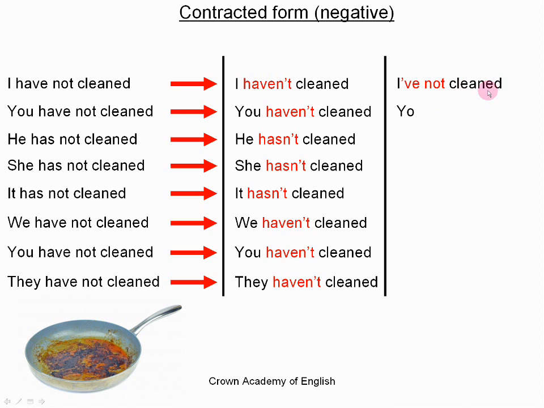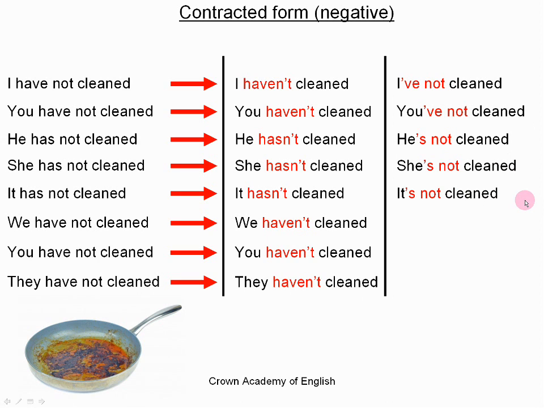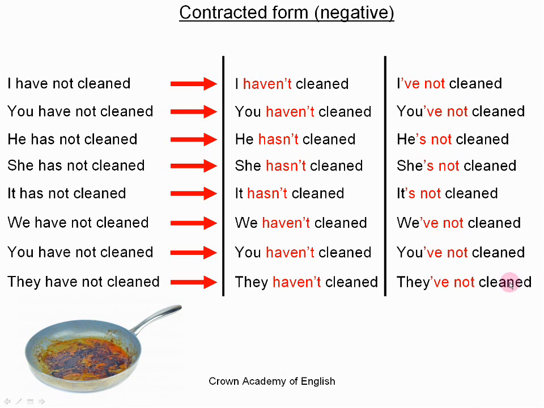I've not cleaned. You've not cleaned. He's not cleaned. She's not cleaned. It's not cleaned. We've not cleaned. You've not cleaned. And they've not cleaned. Okay, so both of these methods are correct, but this is better. This is the preferred method. And this is correct, but I advise you to use this method.